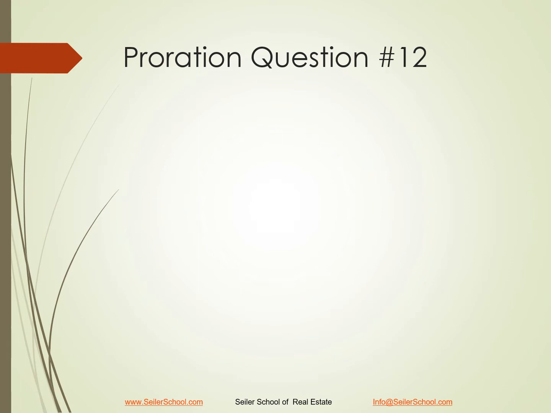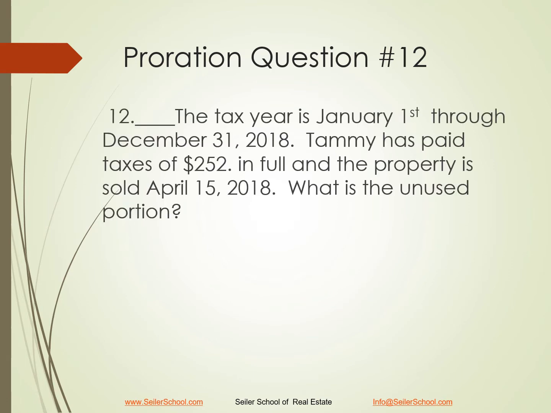Proration question number 12. The tax year is January 1st through December 31st, 2018. Tammy has paid the taxes of $252 in full, and the property is sold on April 15th, 2018. What is the unused portion? Notice this time it's on a calendar year, January 1st through December 31st. We'll want to remember that.